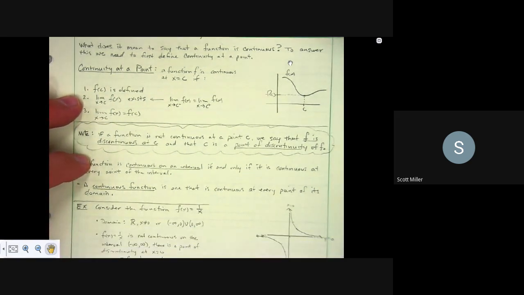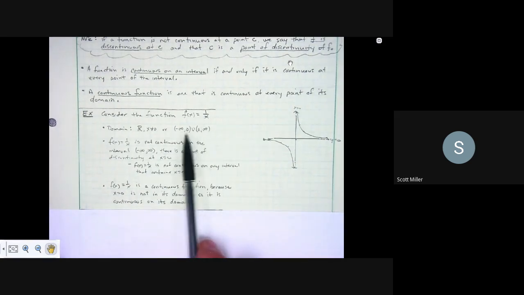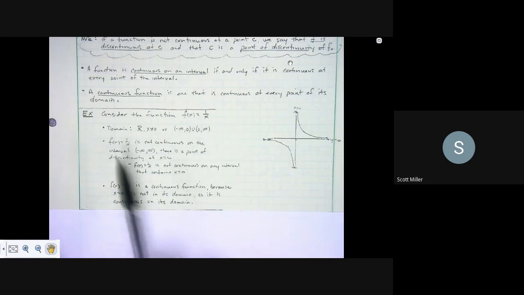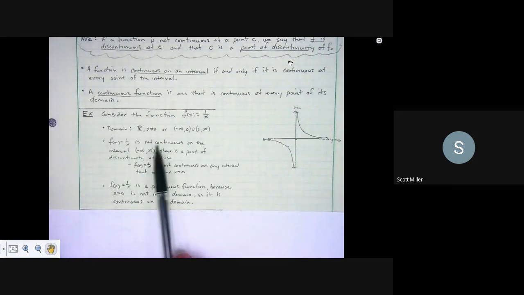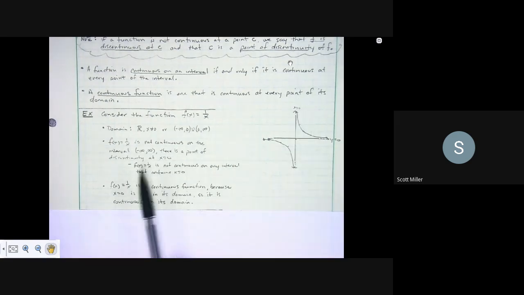Here is our reciprocal function. Let me just go ahead and move this up so you can see it. Here's 1 over x. The domain is all the real numbers, x cannot equal 0. In interval notation, it would look like this. This function, 1 over x, is not continuous on the interval from negative infinity to positive infinity. There is a point of discontinuity at x equals 0. There is a vertical asymptote here. This is not continuous on any interval that contains x equals 0.